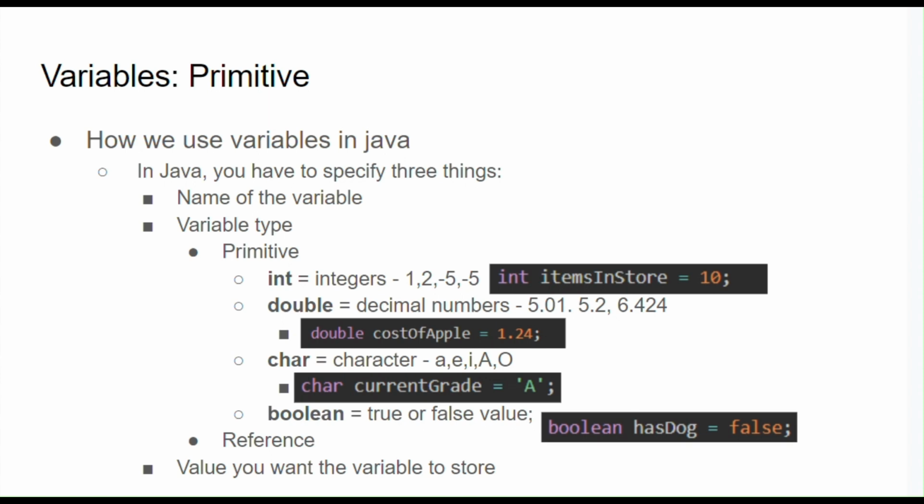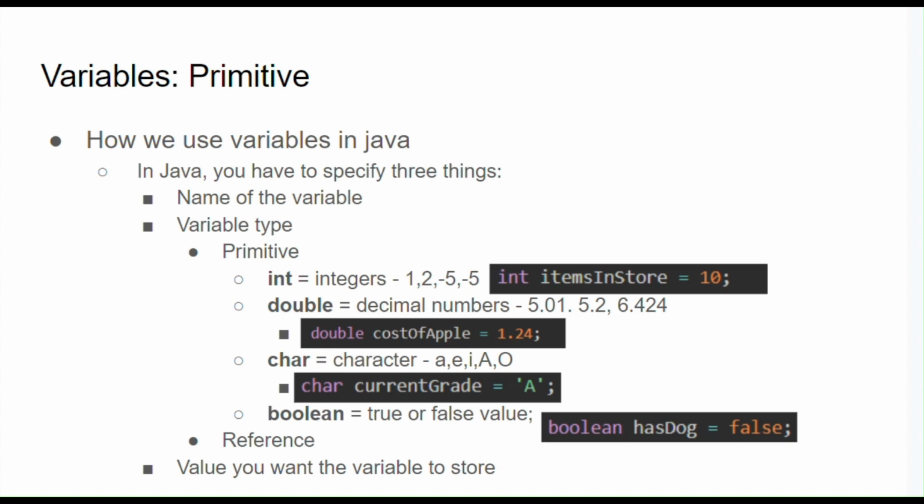For primitive type variables, there are four, and you're going to use these. One is int, and int means integer. If you remember in our example, we were storing our calculations in an integer, and integers are whole numbers, like 1, 2, -5.